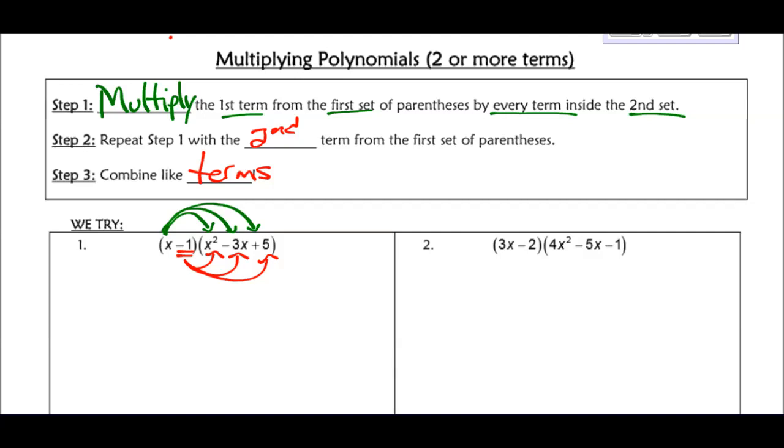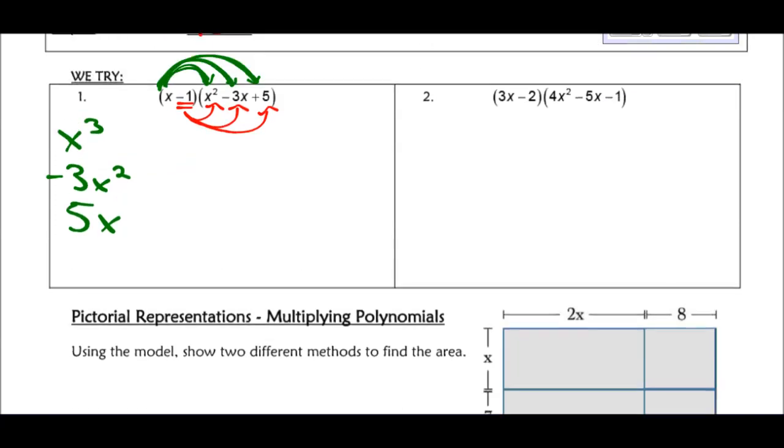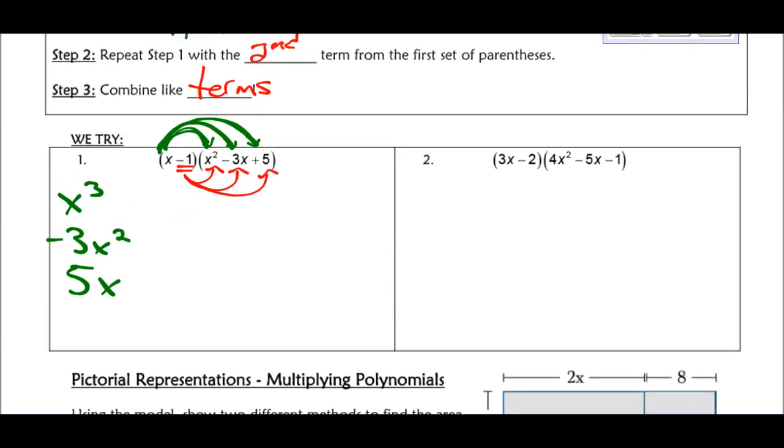So I'm just going to show the answer from that. I'm doing x times x squared. That's x to the third. Then I'm doing x times negative 3x. That's negative 3x squared. And then x times 5. That's 5x. So all I did was really distribute that x into each of those.